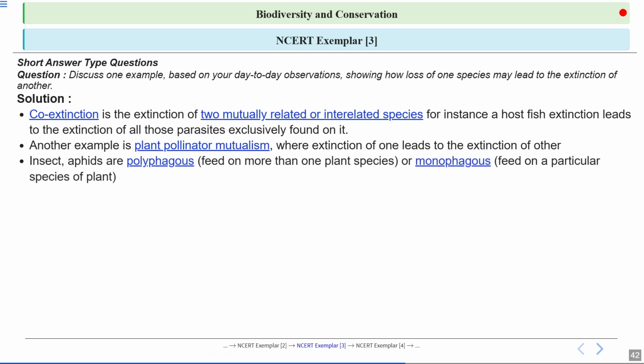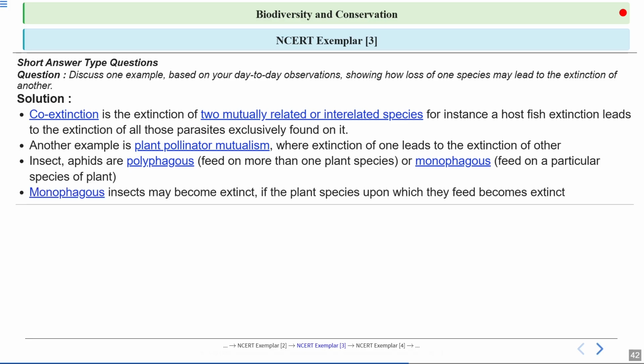Insect aphids are polyphagous, meaning they feed on more than one plant species, whereas monophagous insects feed on a particular species of plant only. That's why we call them monophagous. So obviously, monophagous insects may become extinct if the plant species upon which they feed becomes extinct. There is a high chance that if that plant species gets extinct, these monophagous insects can also get extinct.